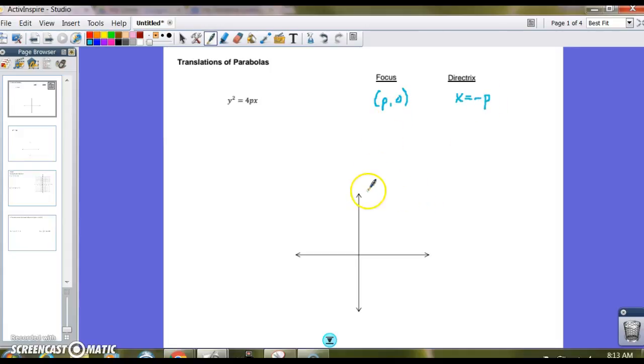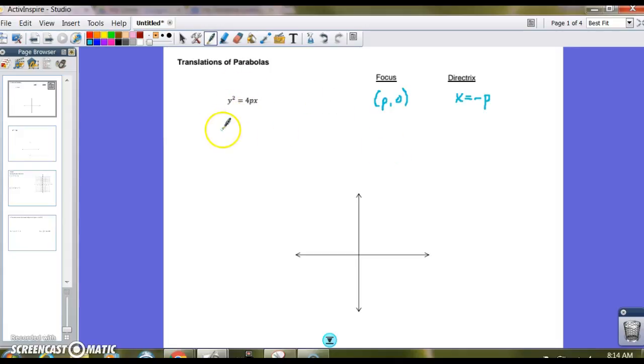Okay, so your focus again is kind of inside the concavity of that parabola, where your directrix is on the other side of the vertex. And in this case, it's a vertical line that is the same distance from the vertex as the focus is. Okay, so let's look at this equation.